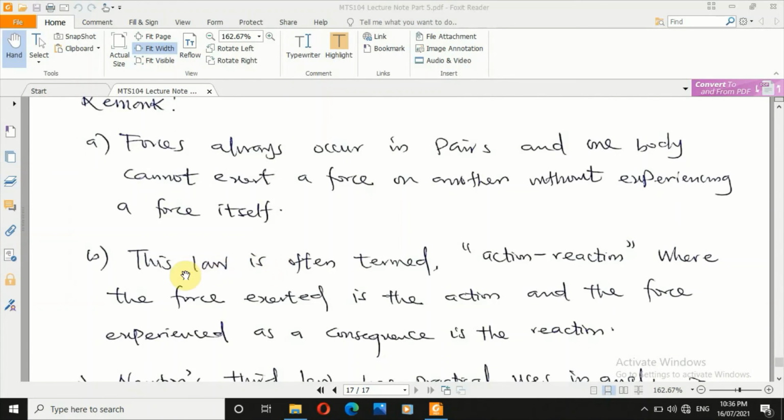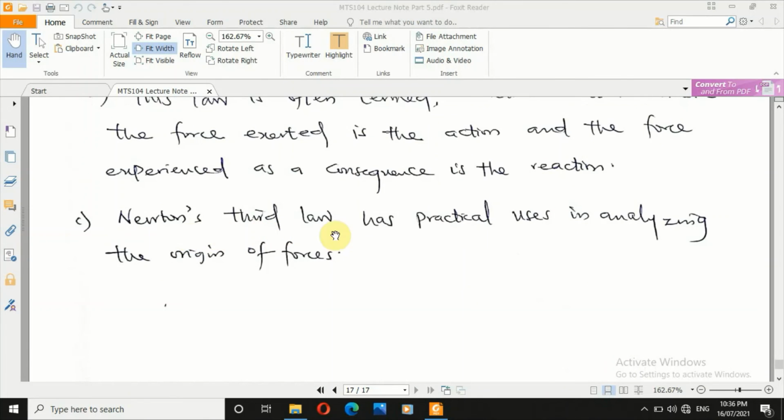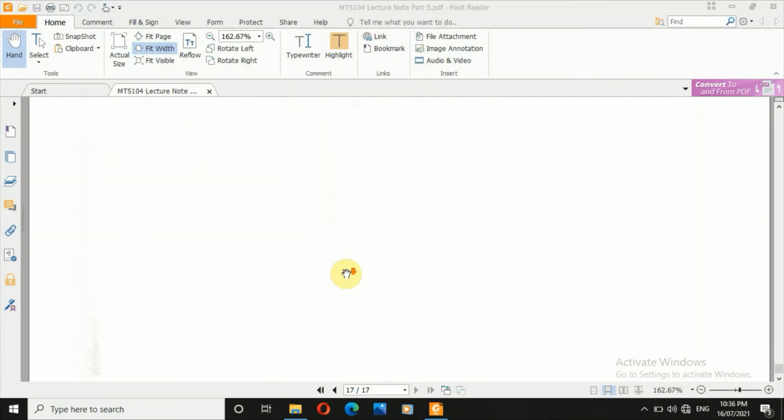So this law is often termed action-reaction, where the force exerted is the action and the force experienced as a consequence is the reaction. So Newton's third law has practical use in analyzing the origin of forces.